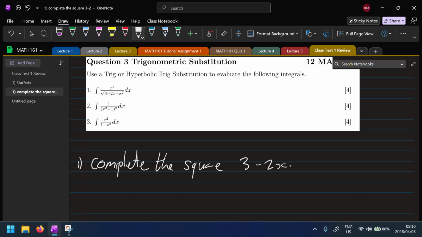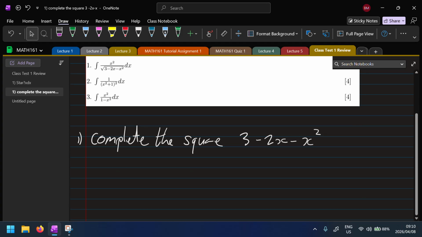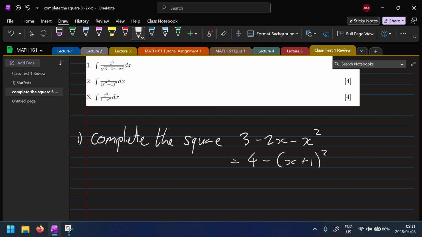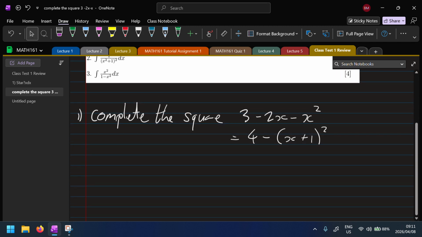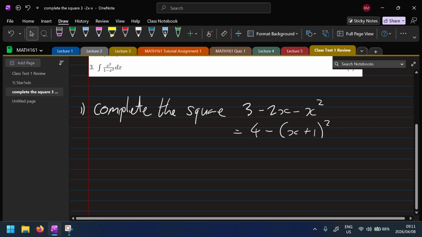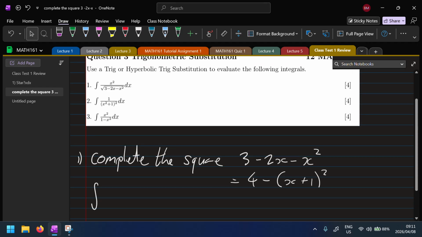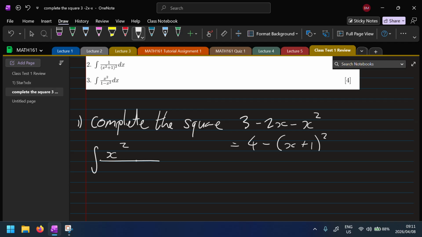So we have 3 minus 2x minus x squared. Not so bad to do. So this will be equal to 4 minus x plus 1 squared. Right, you just take half of the b, so half of 2 is 1, put it in the brackets, and then the leftover will be 3 plus another 1, so you get your 4. And then this is now in the form a squared minus x squared, so we can do the substitution from there. So we have the integral x squared over root 4 minus this.